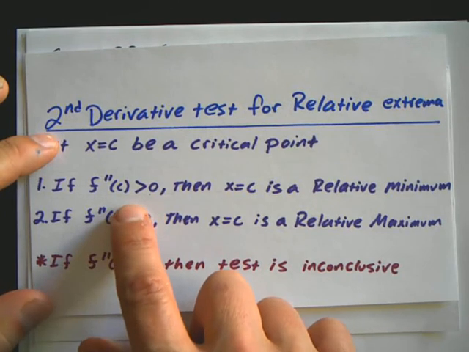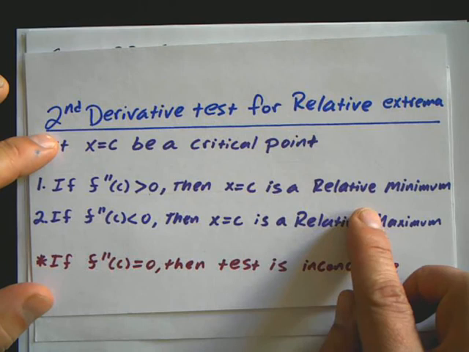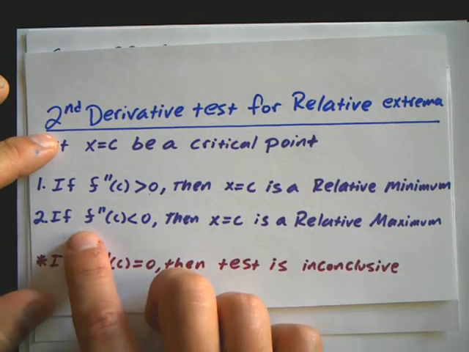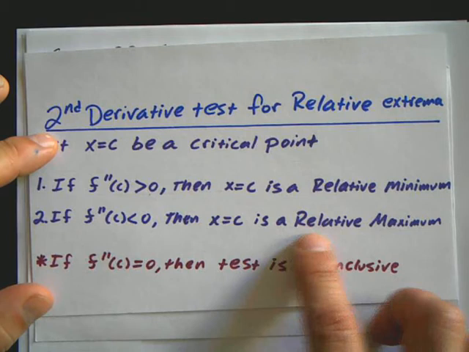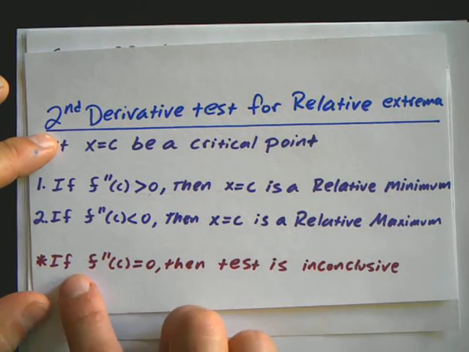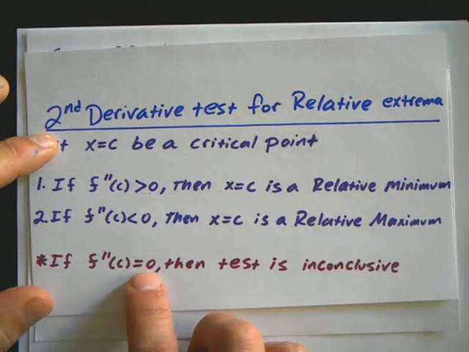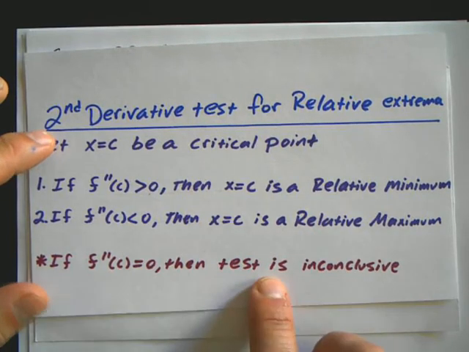going to be concave up, which means the second derivative is positive, then it's going to be a relative minimum. If your second derivative is negative, which is concave down, then it's going to be a relative maximum. However, if your second derivative is also 0 at the critical point, then the test is inconclusive.